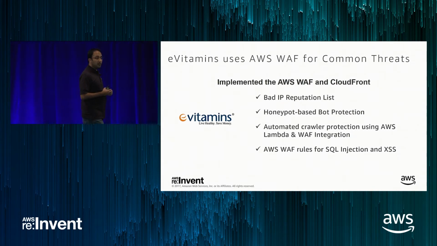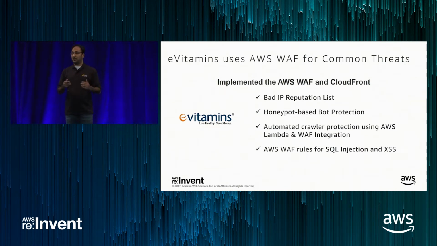They easily deployed bad IP reputation lists provided by open source Spamhaus lists or Tor exit nodes. They even deployed some Lambda-based automations that detect bots, some techniques like honeypot-based solutions. And of course, they had also the most common protections like SQL injection, cross-site scripting, which we encourage all customers to deploy.